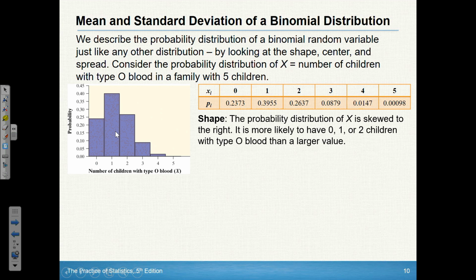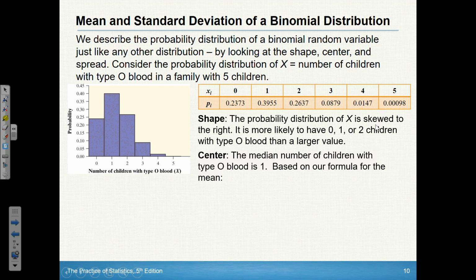Well, the idea is that because our probability of success is rather low, 25%, most of our observations are here at the lower end, and very few of our observations are at the higher end, and as we see, it is about 1.5% total probability that 4 or 5 of the children would have blood type O.